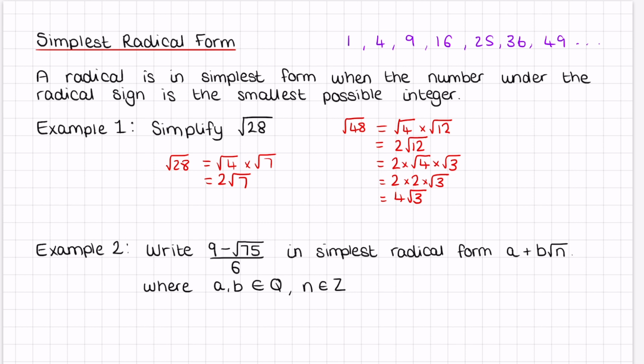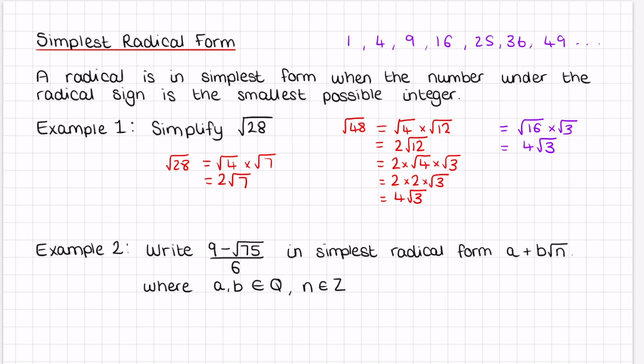Now this is what happens because we didn't find the biggest squared number first. With 48, the biggest squared number is actually 16. And it's the square root of 16 times the square root of 3, which will just give us straight away the 4 root 3. So it makes things simpler if you find the biggest squared number first, but if you don't, it's okay, you still will get there in the end.